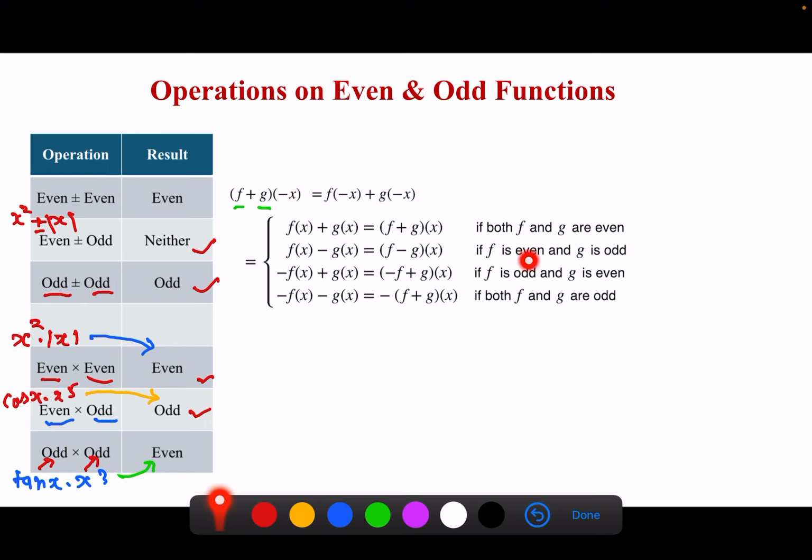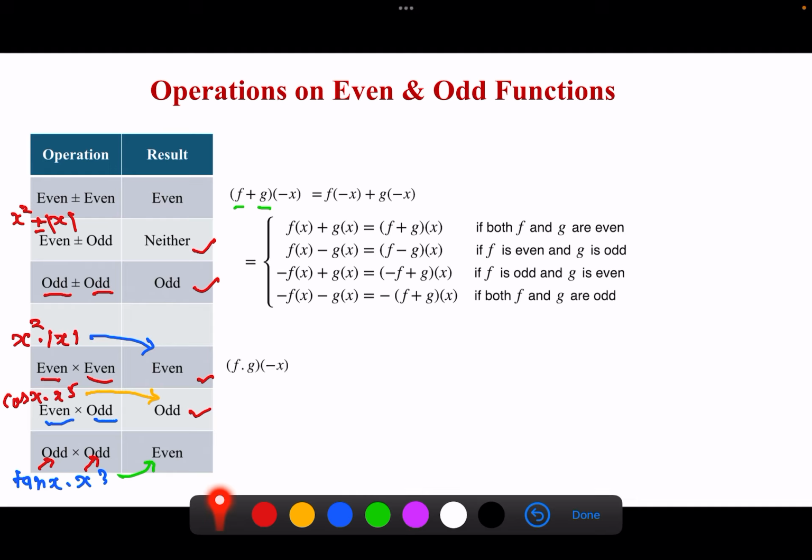If one function is even and the other is odd, in that case the function will be neither even nor odd. If both functions are odd, f of minus x can be written as minus f(x) and g of minus x will be minus g(x). So it will be minus of (f plus g)(x). So when both functions are odd, f plus g will be odd.